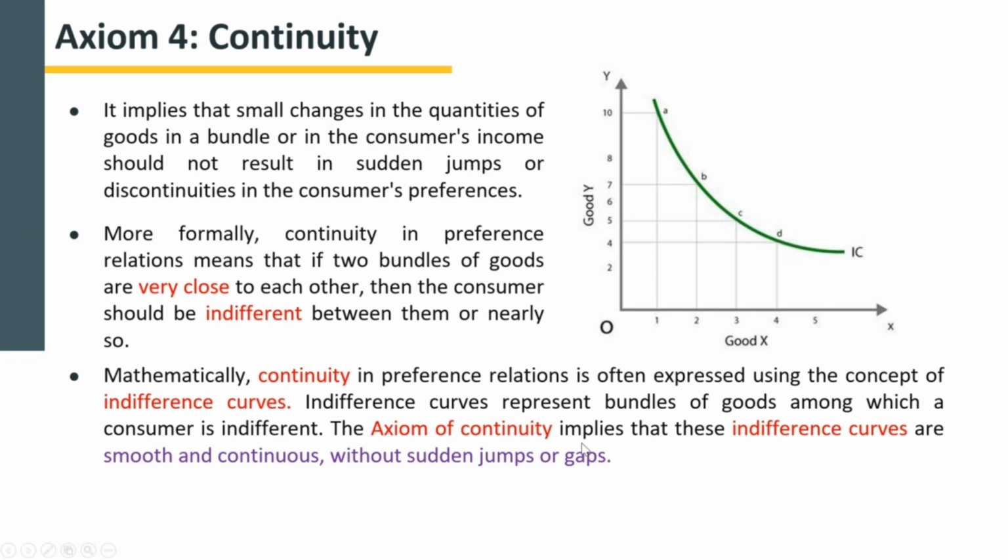This axiom implies that these indifference curves are smooth and continuous without sudden jumps or gaps. As you see this indifference curve, there's no jump, there's no break, but it's continuous, starting from this extreme point to this extreme point. There is no discontinuity. So we have a smooth and also continuous preference relation in this consumer behavior.